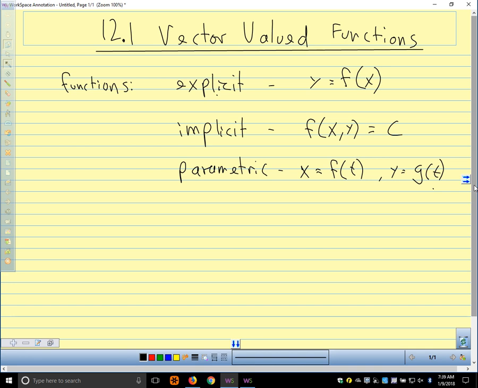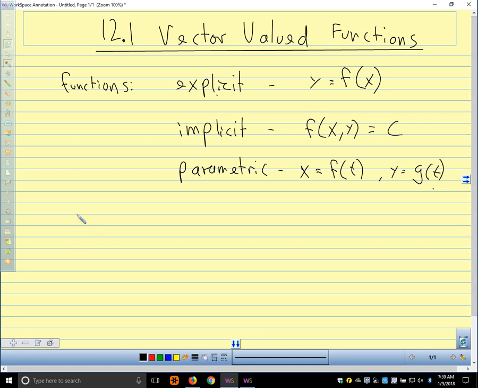Usually we think about the parameter as time, but it doesn't necessarily have to be time. Our parameter could be an angle. One of the important parameters that we'll talk about this semester is arc length. We'll parameterize things in terms of arc length, and we'll see later in this chapter why that's useful.